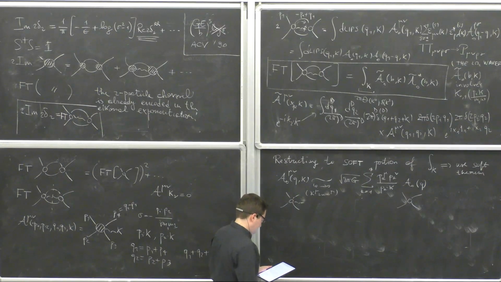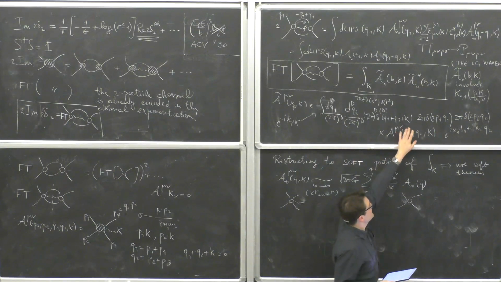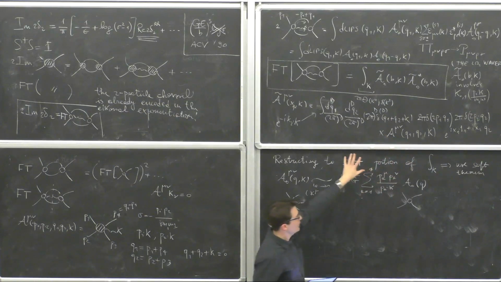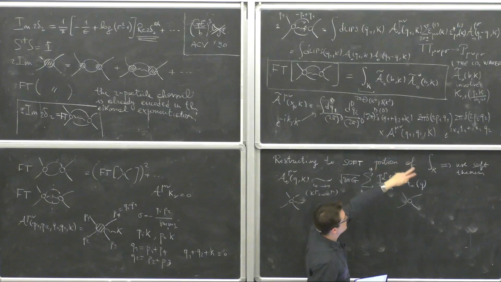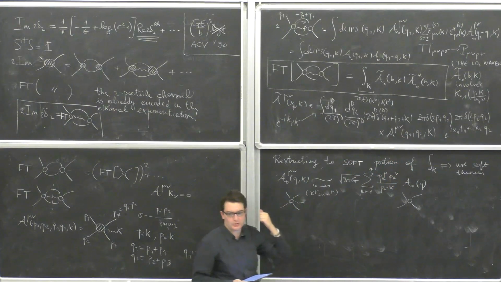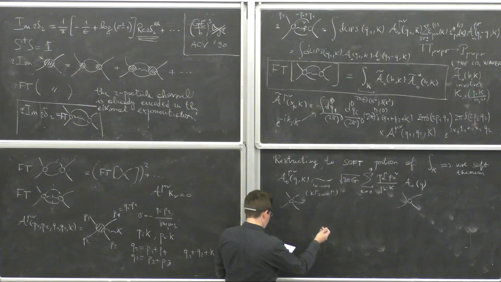So what you can do now is plug this in, the Fourier transform, which I gave here. What happens as k goes to 0 is that this sort of uglier Fourier transform goes back to the old one, right? Because if k is 0, q1 is just equal to minus q2, and we get back the expression that we used this morning to do the Fourier transform of the 2-to-2 amplitude.